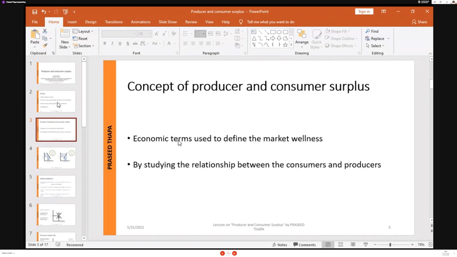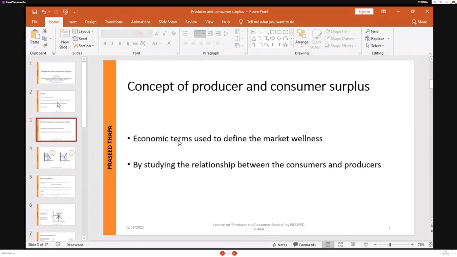So understanding or defining market wellness will be done by studying the relationship between consumers and producers, and this relationship will be studied under the concept of producer surplus and consumer surplus. This is what our topic is all about. As I told you, the consumer surplus and producer surplus concept is entirely based on market equilibrium. But we also know that market equilibrium is entirely based on the concepts of demand and supply. We will see the supply curve and the demand curve very quickly, then I will move towards the market equilibrium.